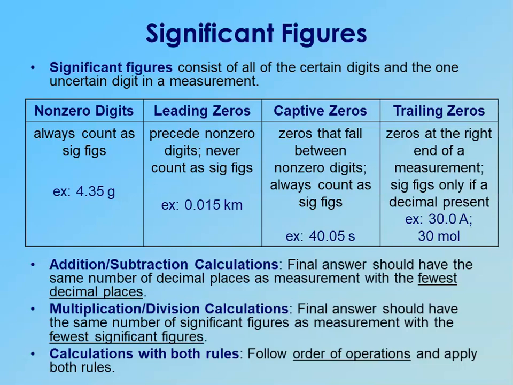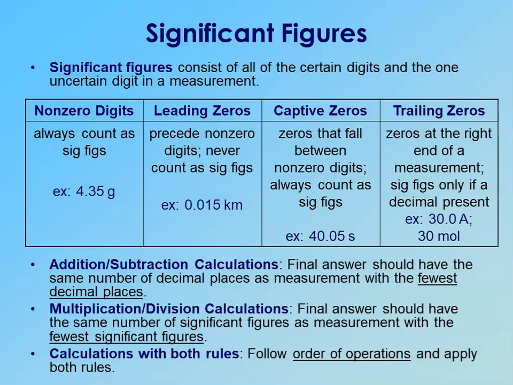Something I did not mention in this PowerPoint, but I do want to touch on, are exact numbers. Remember that significant figures only apply to something that you can measure, while exact numbers are not ones that require a measuring device. They're ones you can count, or they're ones that are defined, like 60 seconds in a minute. Those do not have sig figs. They are considered to have an unlimited number of significant figures, and they should never impact your calculations with significant figures.